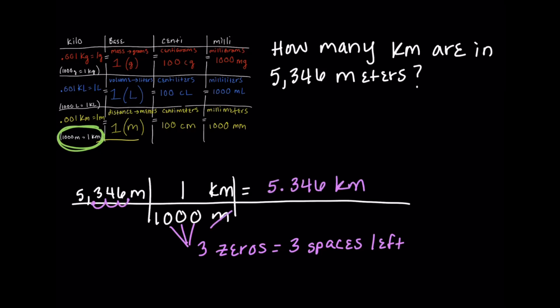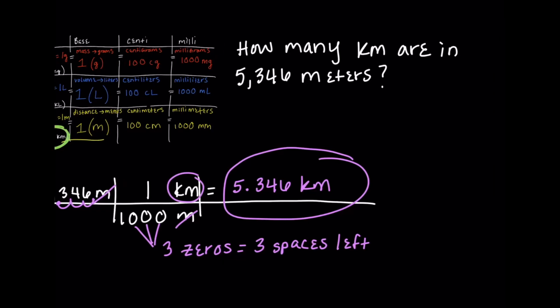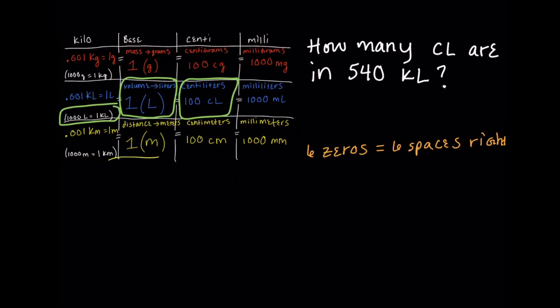When I see 3 zeros in the denominator, I'm just going to move my decimal 3 places to the left. My number ends up being 5.346 kilometers. And that was the correct number of significant figures.